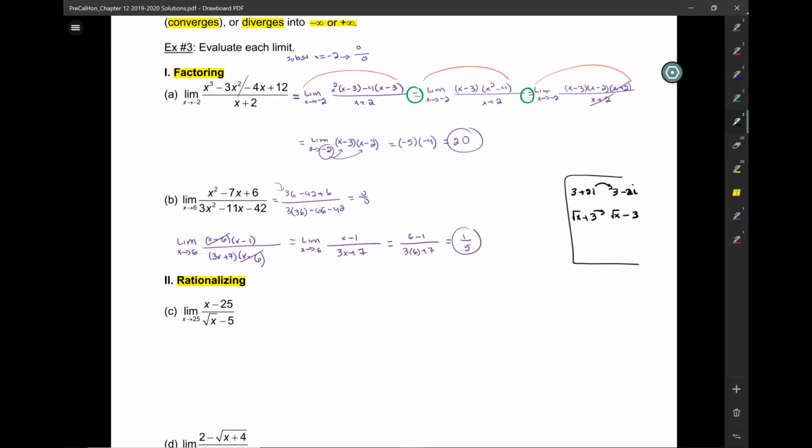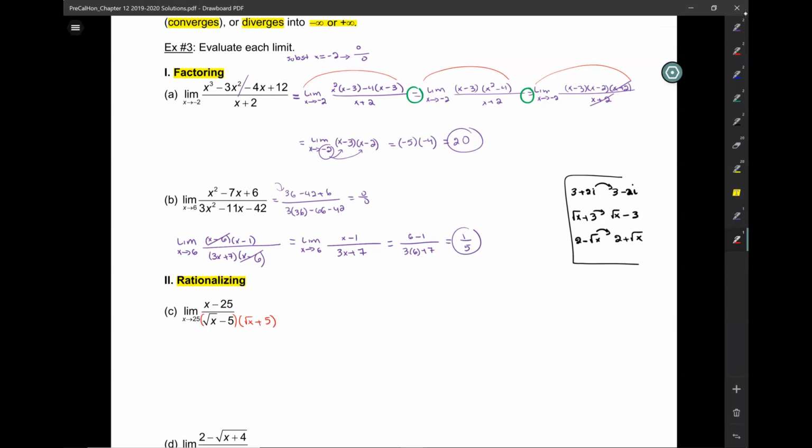Similarly, if I have, let's say, 2 minus root x, the conjugate is 2 plus root x. So here what we're going to do is identify where the root is, and multiply that term with its conjugate. Here I have root x minus 5, and I multiply by root x plus 5.